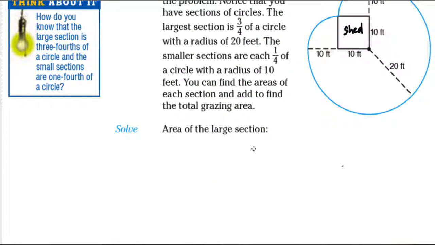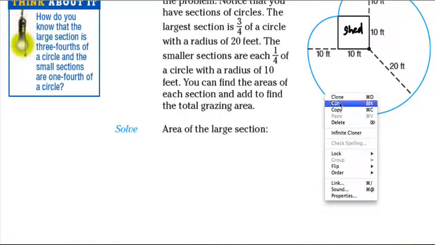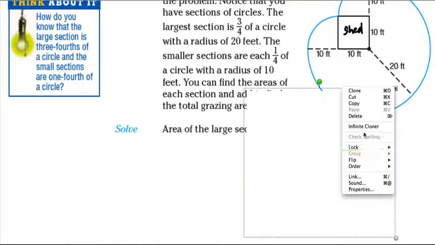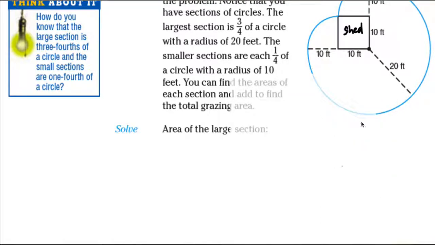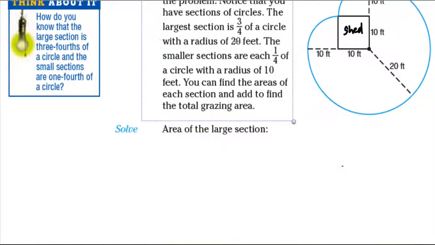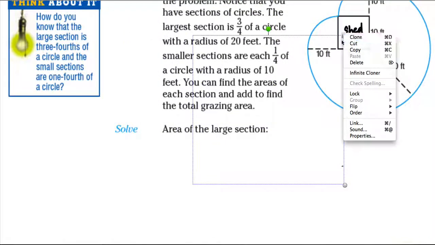Okay, so the area of the large section will be 3/4 of a circle, which is pi. Let me take that out again. Oopsie. Delete that. And this is blocking our path now to what we want to do. Okay, let's delete that now.